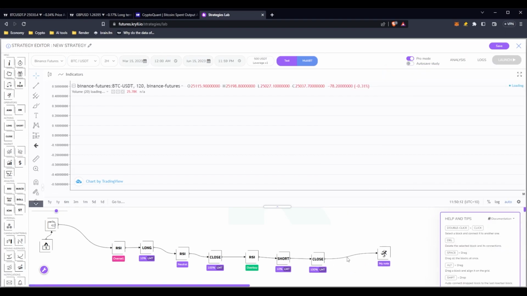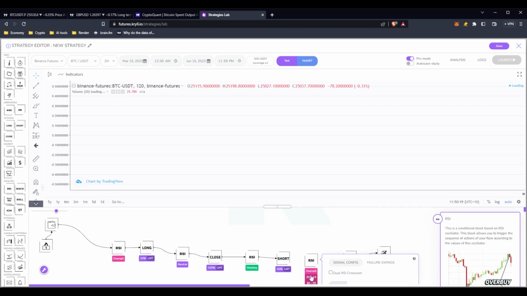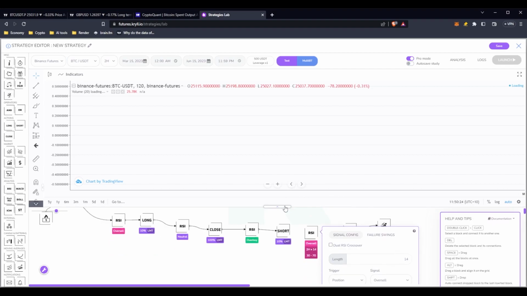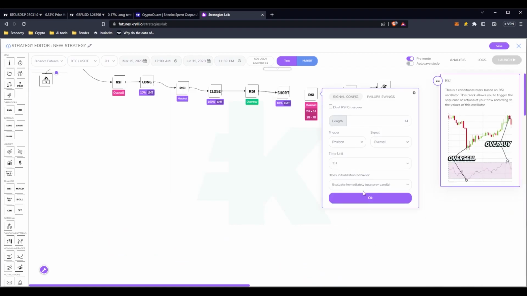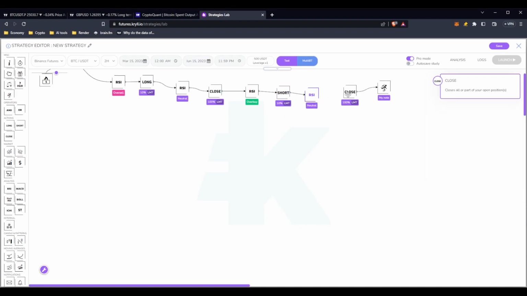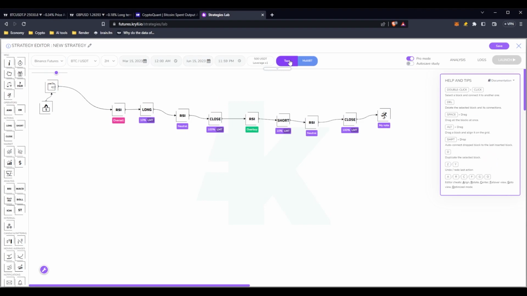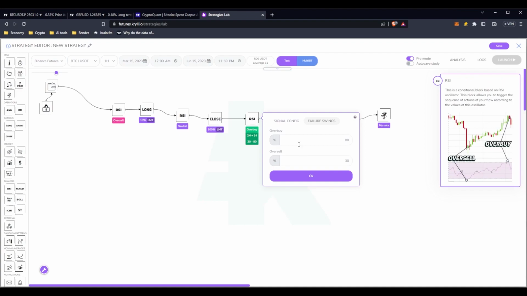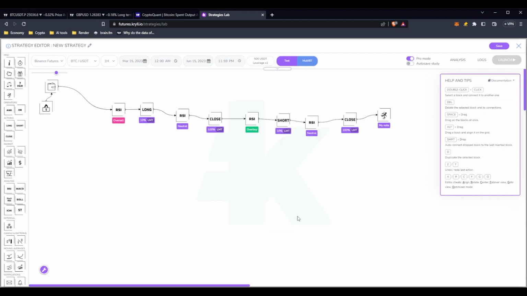I did not do that. So for example, when the RSI reaches neutral, then close it for me. Let's see how it works. I think we chose the 1 hour time frame. This was 2 hour. Let's make it 1 hour again.